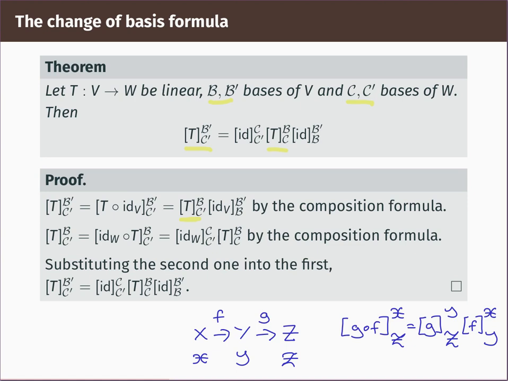Now we can just substitute the second of these into the first. So I'll show you what I mean here. We're going to take the expression here, which is equal to the matrix of T with respect to initial basis B and final basis C prime, and we're going to substitute it there for this. And when we do that, what we get is exactly the change of basis formula.